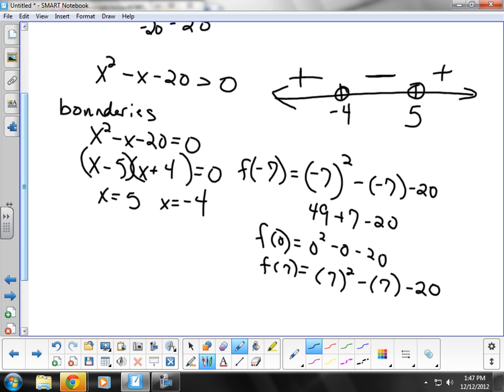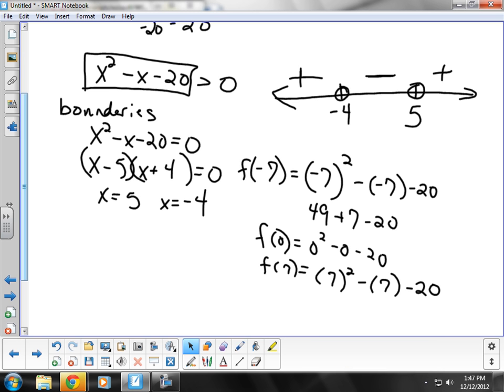Now what you do is you go back to this original inequality. I want the values that always give me numbers greater than 0. What kind of numbers are those? Positive. So my solution here is only the places where I got positive numbers. So what is my solution? This stuff that's less than negative 4 and the stuff that's greater than 5. And how do I write that solution?